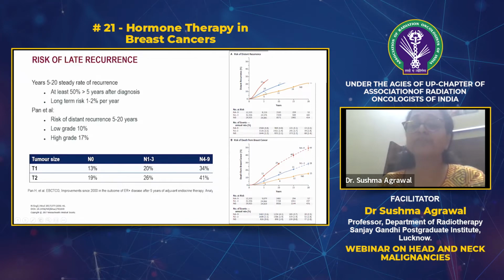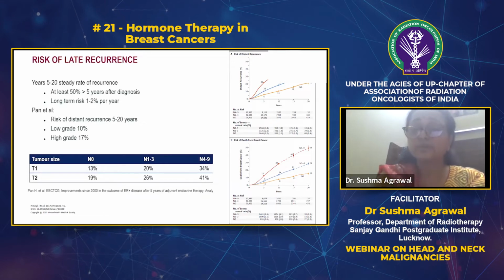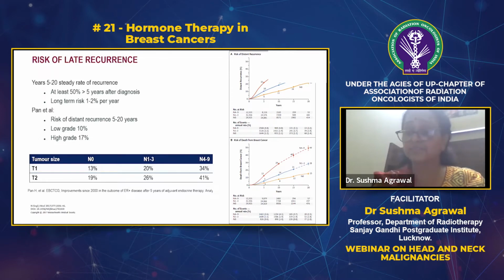Now, in N1s, obviously, the rate is going to be much more. It went up from 10 to 25% at 15 years. And in N2s, it went up from 22 to 50%. So you can understand the amount of recurrence happening in luminal A patients. Though we say that they are low grade and have the best prognosis, the recurrence is there, which is really very sad for the patients. So therefore, this gave an insight that instead of 5 years, we should give at least 10 years of endocrine therapy.